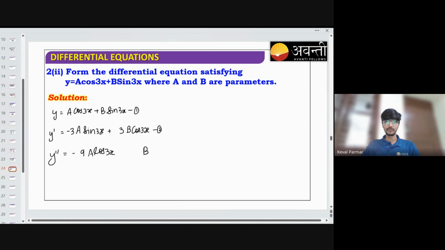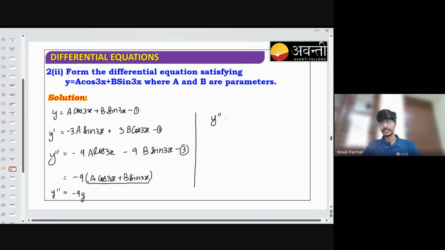Again, B cos 3x, and the derivative of cos 3x is minus sin 3x into 3. So 3 times 3 is 9. That is equation number 3. Now I can take minus 9 common, and I'll be left with A cos 3x plus B sin 3x. What is this? A cos 3x plus B sin 3x is y. That means my final answer will be y double dash plus 9y is equals to 0.